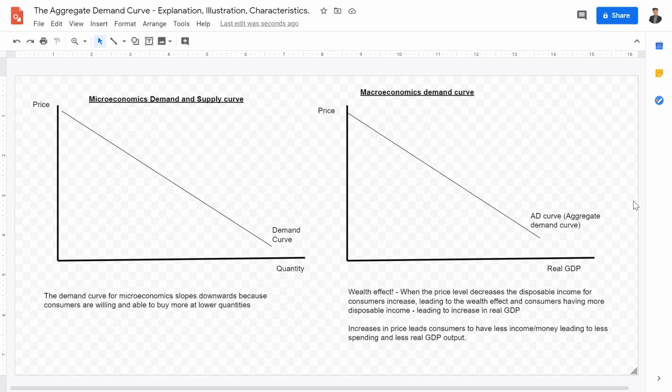So I hope this video is helpful in showing you how to draw the aggregate demand curve of macroeconomics, as well as telling why the aggregate demand curve for macroeconomics slopes downwards, and the differentiating factors between macro and micro.